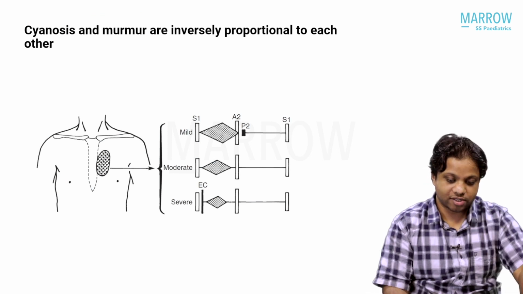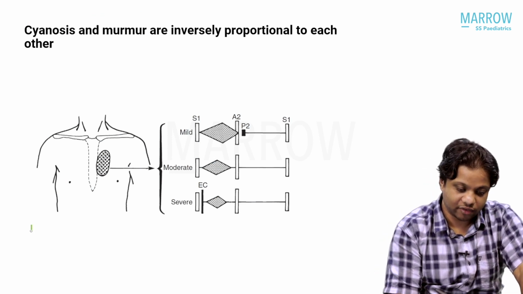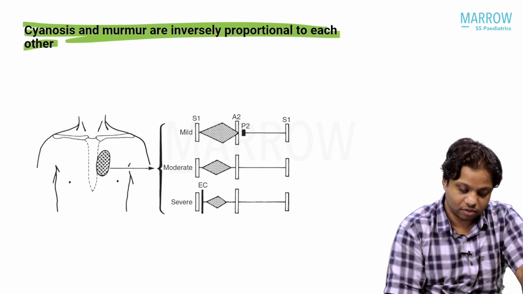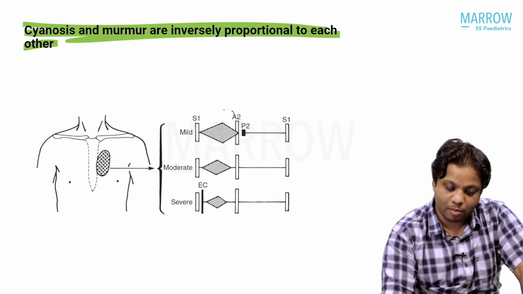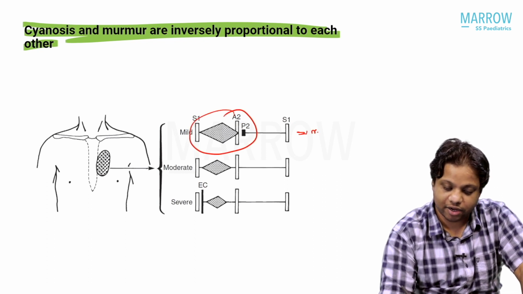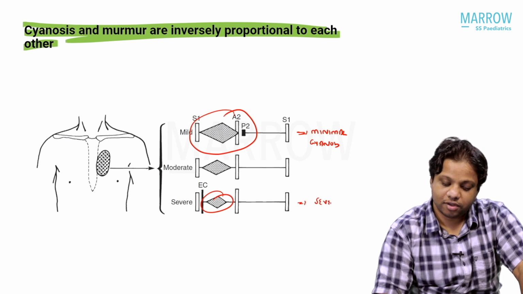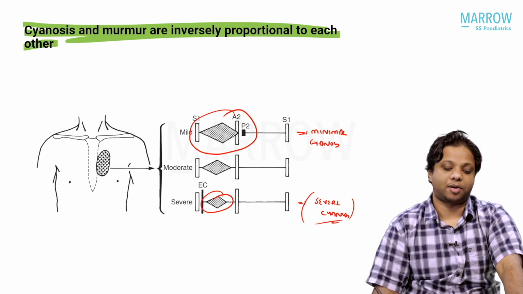So again, cyanosis and murmur are inversely proportional to each other. Very important point you must know. It has been asked extensively. So this is the prominent murmur here, so minimal cyanosis. Small murmur here, so severe cyanosis. Again, remember, murmur and cyanosis are inversely proportional to each other.